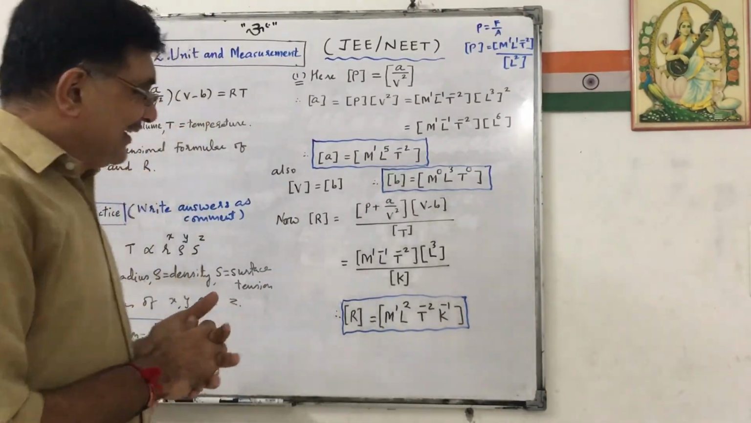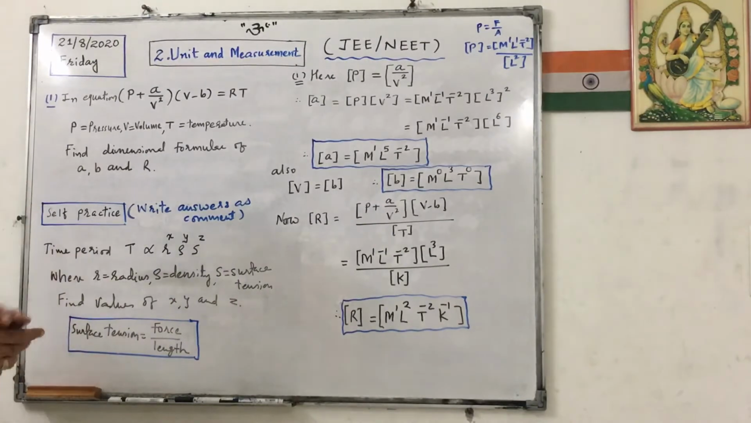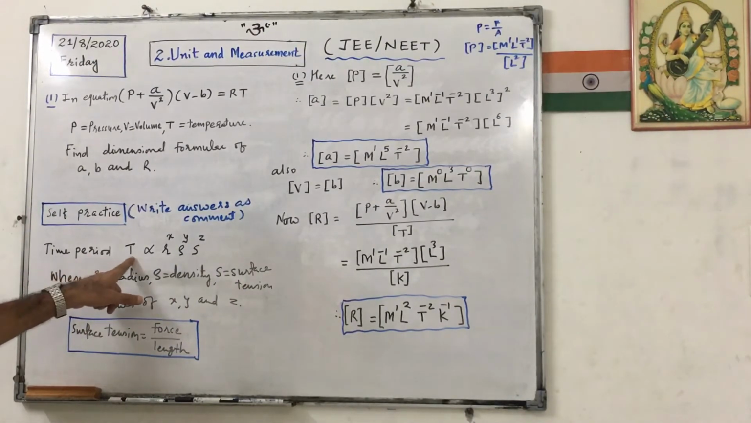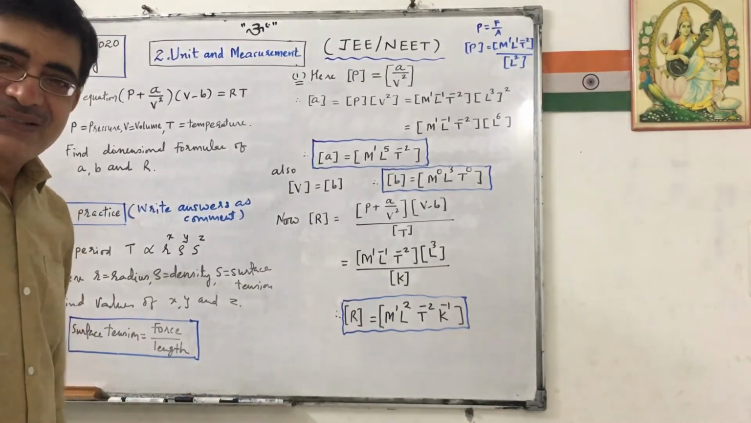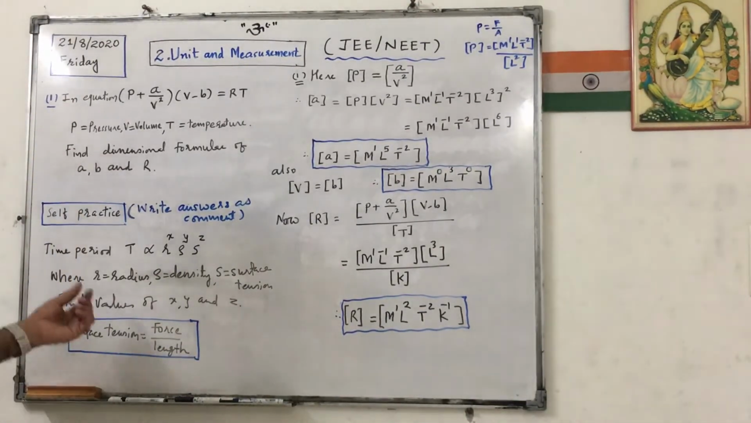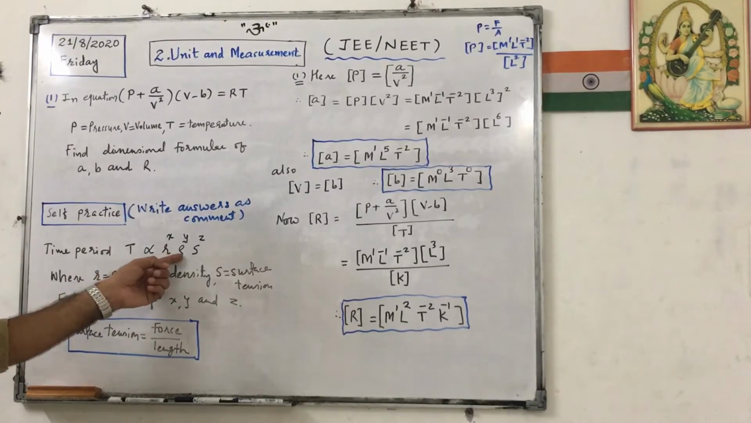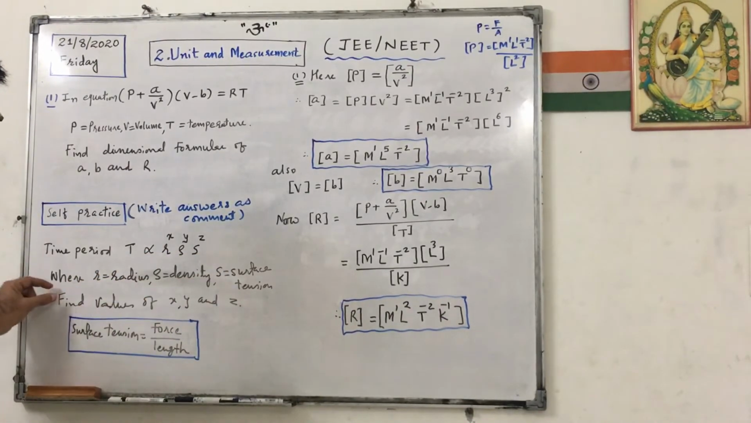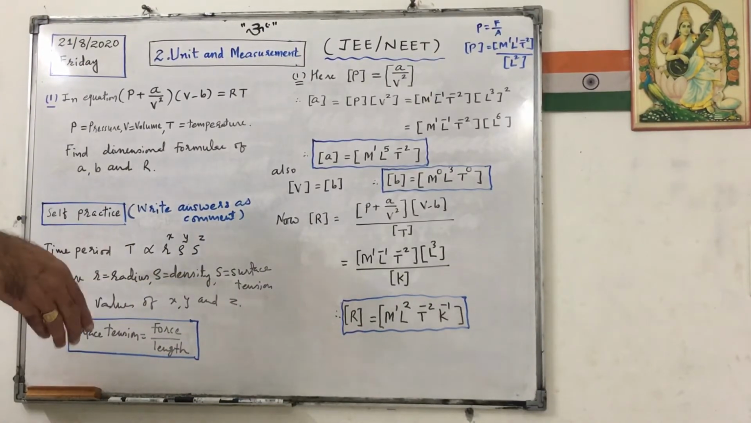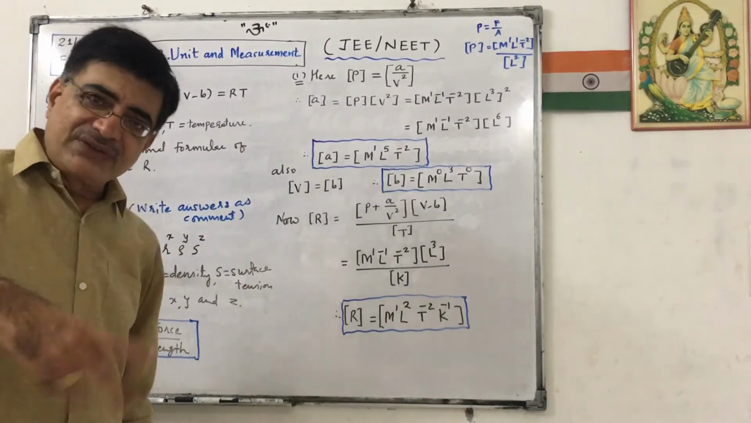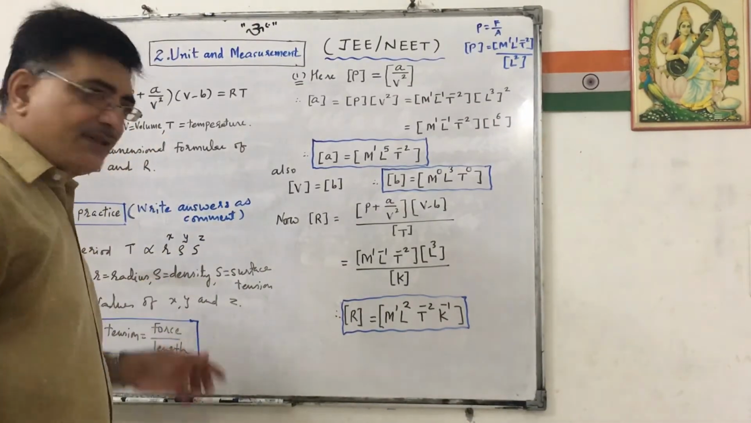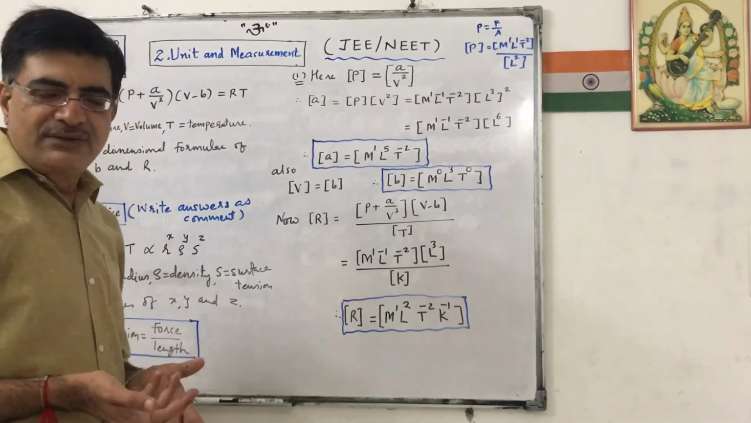Now self practice. Time period T is proportional to R^x, ρ^y, S^z. As no constant is given here, we have to consider it as dimensionless. Where R is radius, ρ is density, S is surface tension. Find the values of x, y and z. First of all, we know that time period equals the time required to complete one oscillation, so it is one type of time. Radius is one type of length. Density is mass upon volume.